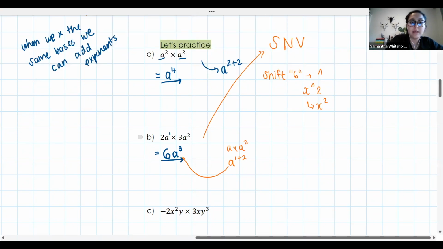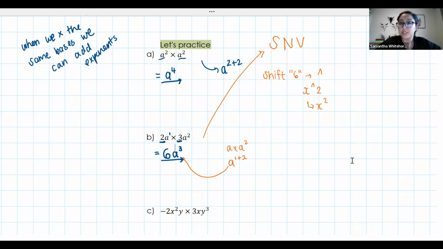And guys, remember, you are multiplying. So these coefficients, you are multiplying together. You're not adding. I saw some 5A cubed on the chat. Make sure you are applying the correct operation here. Right, Shana, help me with C.